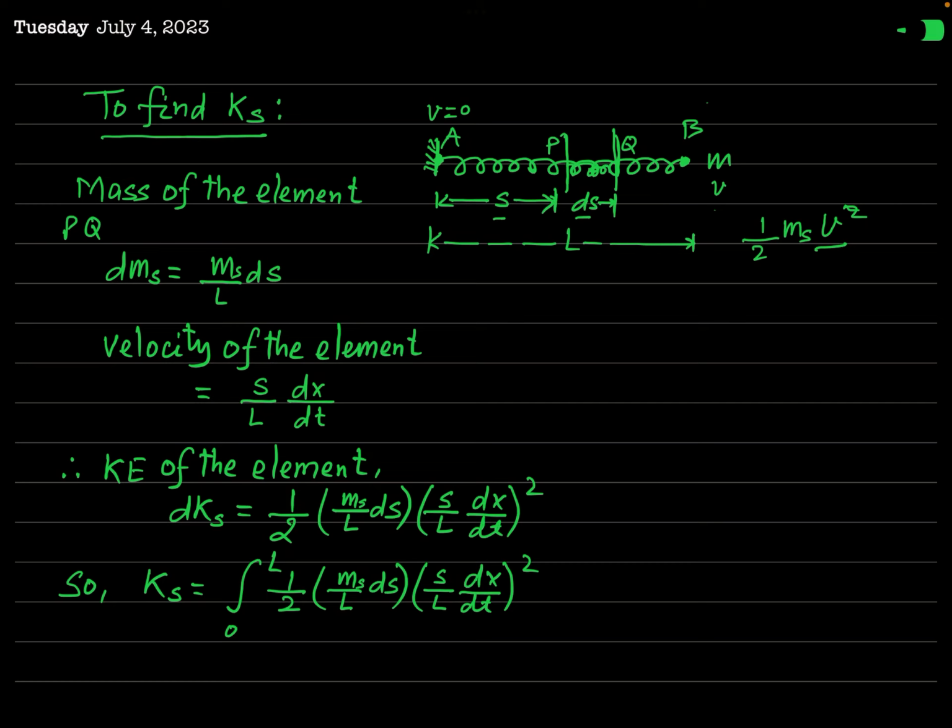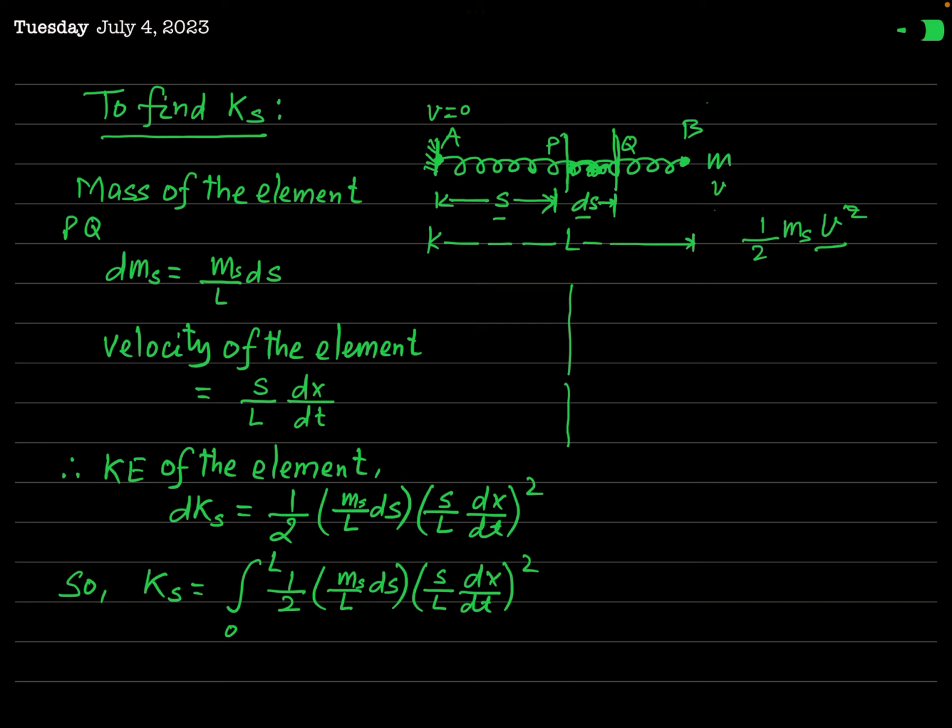So if this element is so small that its velocity will have a unique value, and if you are able to calculate the kinetic energy of this element, then after integrating that value you can get the kinetic energy of the whole spring. Okay, so let us first of all try to find the kinetic energy of this element. How can we find it? For this you have to find the mass of the element.